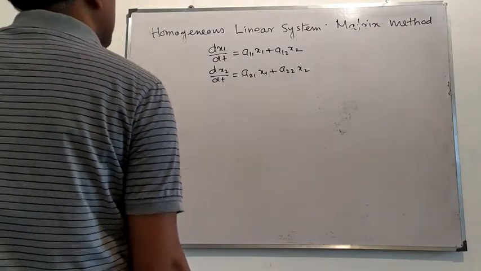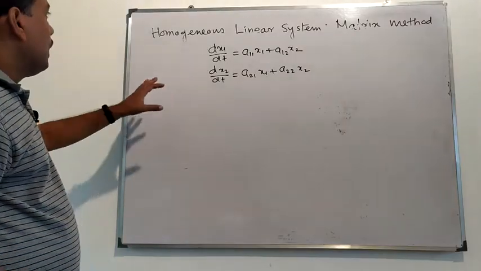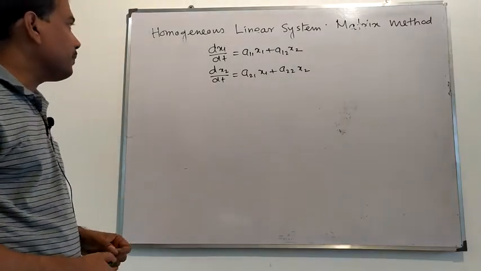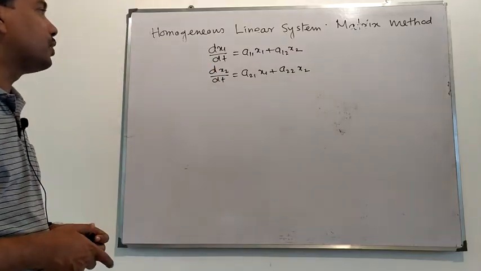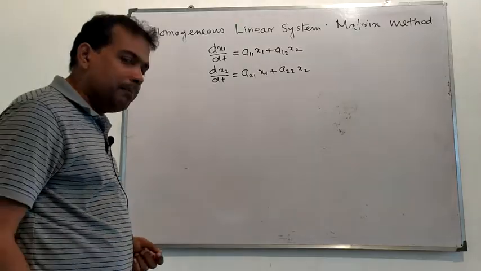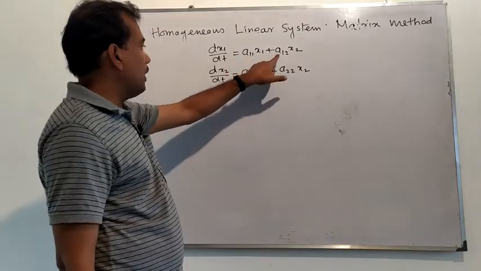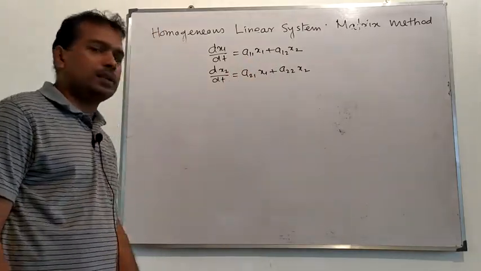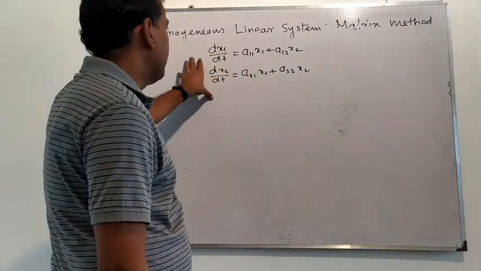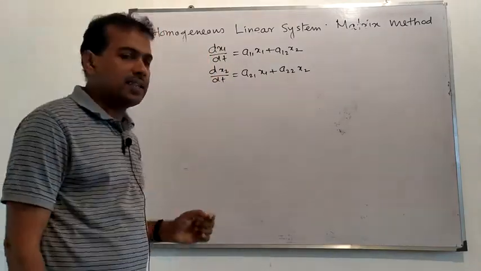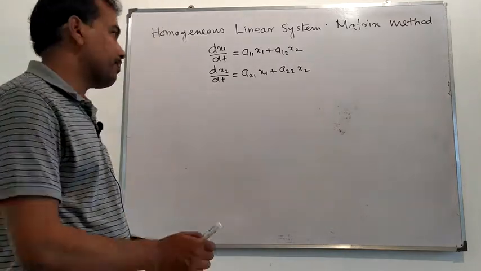In this lecture, we solve a homogeneous linear system of two independent functions x1, x2 by using the matrix method, where a11, a12, a21, a22 are constants. First, we represent this linear system by using vectors as well as matrices.